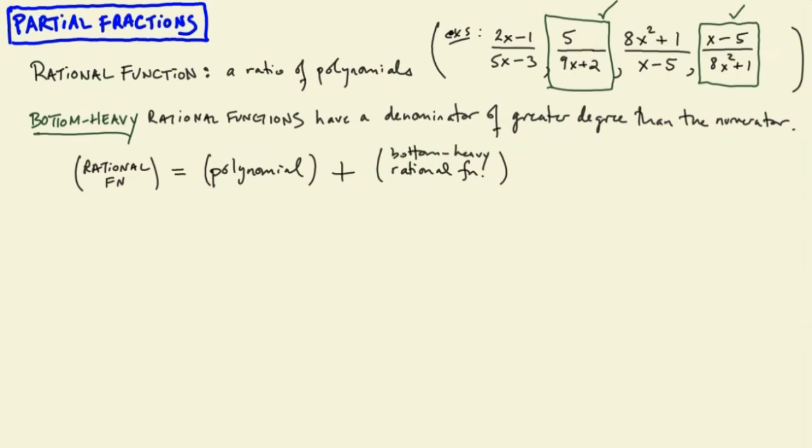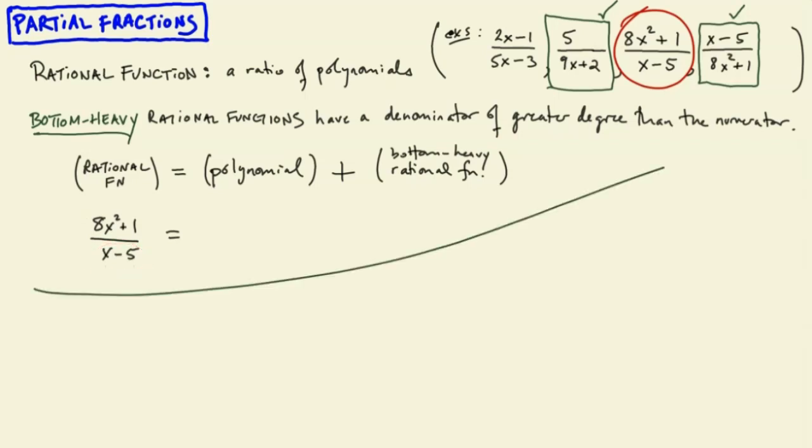Let's take a rational function that is not bottom-heavy already. Let's use this one: x squared plus 1 over x minus 5. This is not bottom heavy, but my claim is that I can write it as the sum of a polynomial and a bottom heavy rational function. How will we do it? Simply through division. We will see, so to speak, how many times the bottom goes into the top, and then we will have a remainder, which of course will go over the bottom.